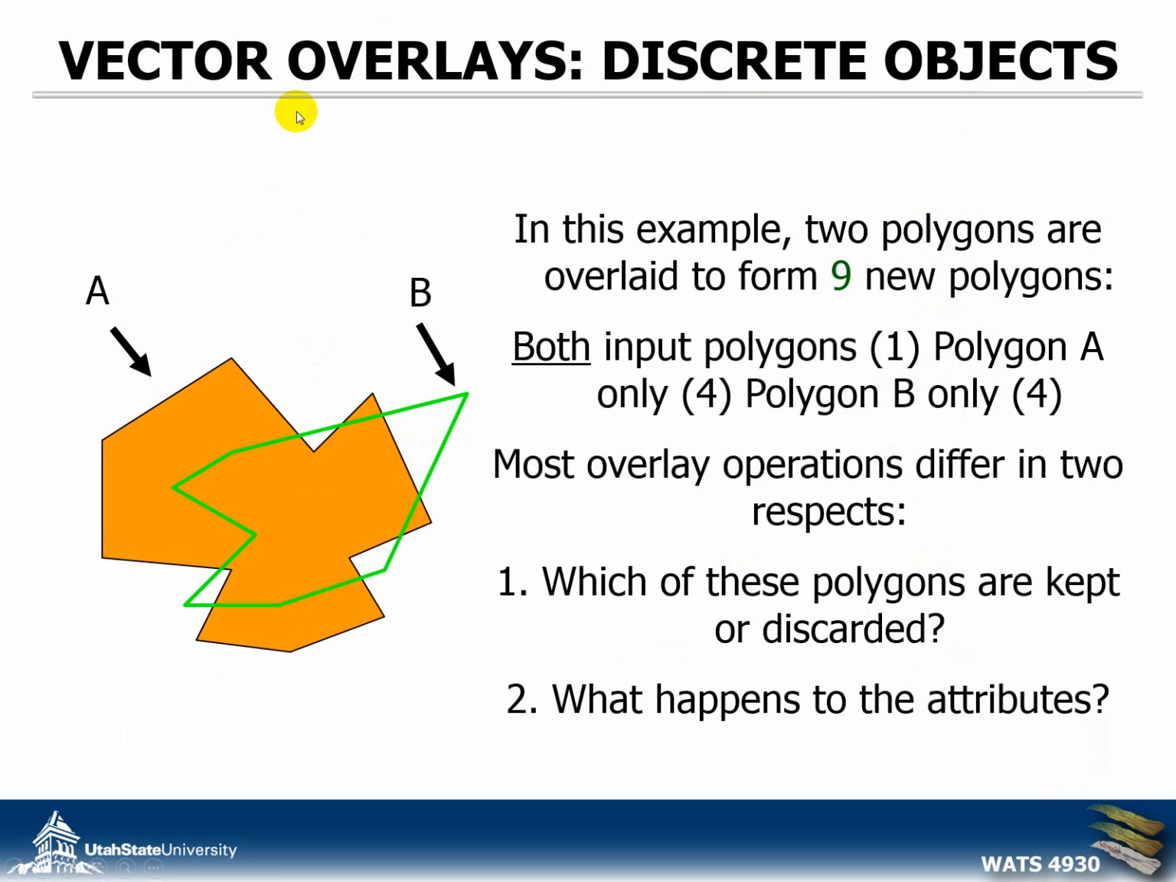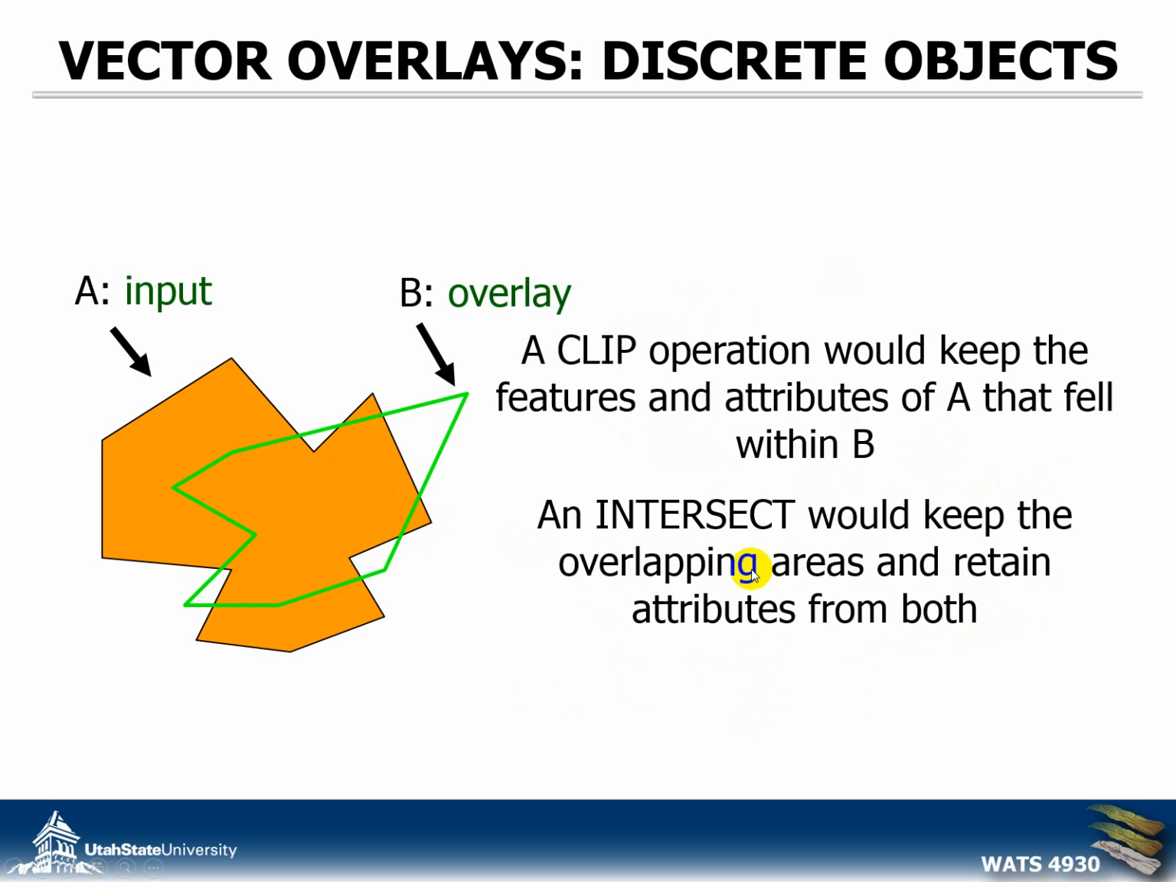So if we have a vector overlay of A, the orange, and B, the green hollow, in this example you get with just 2 polygons as an input, they're overlaid and they can form a total of 9 new polygons, right? And so you've got this guy, 2, 3, 4, 5, 6, 7, 8, 9. Okay, and so most overlay operations differ in 2 respects. So which of these 9 possible polygons are kept versus which are discarded, and then how do you handle the attributes? What do you do with them? How do you combine them?